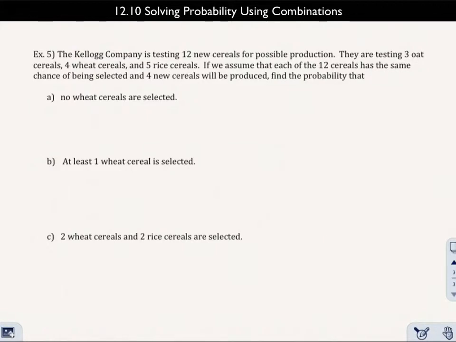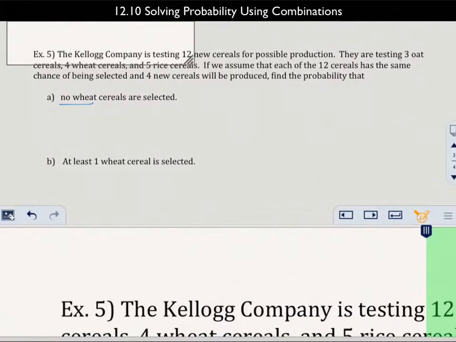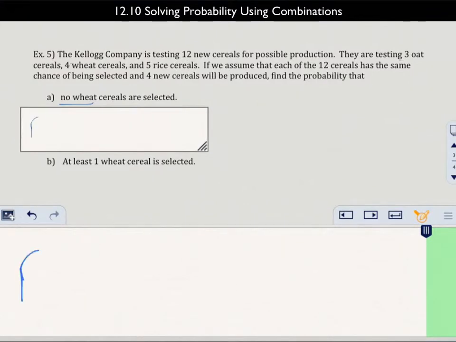In example 5, the Kellogg Company is testing 12 new cereals for possible production. They're testing 3 oat cereals, 4 wheat cereals, and 5 rice cereals. If we assume that each of the 12 cereals has the same chance of being selected and 4 new cereals will be produced, let's find some probabilities. So 1, that no wheat cereals are selected. So we want the probability of no wheat.